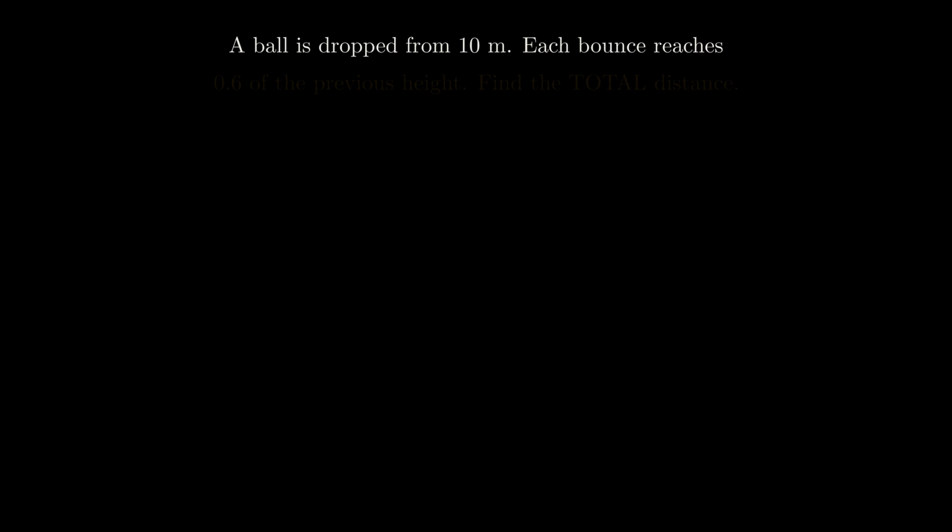Part 4, the trickiest and the classic. A ball is dropped from 10 meters, and each bounce reaches 60% of the height before. Find the total distance it travels. The catch is the geometry. The first drop happens once, but every bounce is traveled twice. Up, then down. So account for it in pieces.